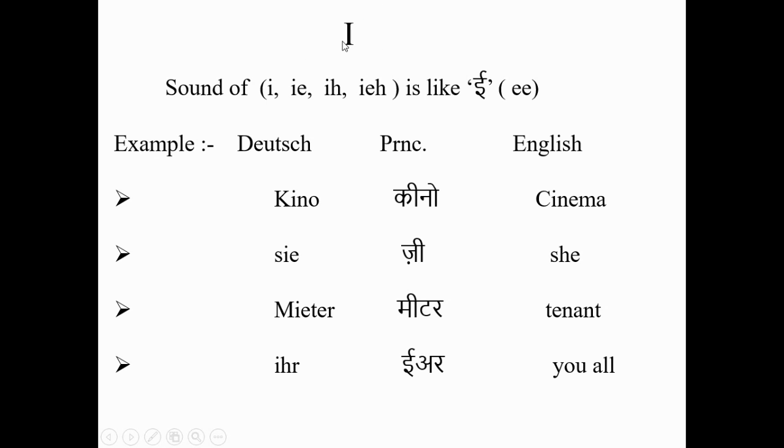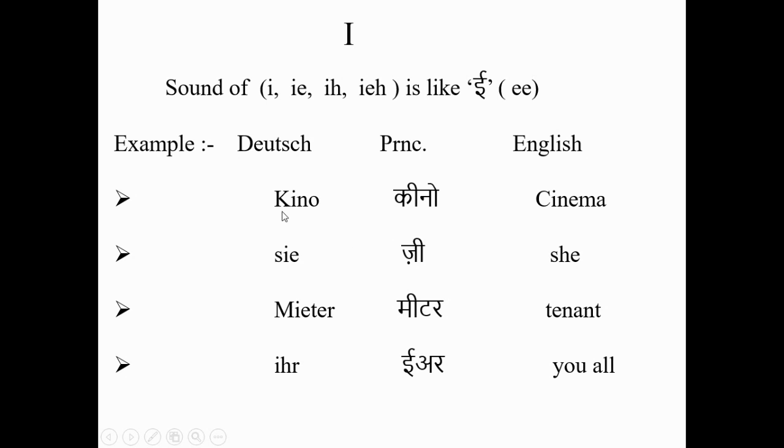Next vowel is i. In German you can say "ee". The sound of ie, ih, and ieh is like "ee". For example, Kino means cinema. Next is sie, which means she. Next is Mieter, which means tenant. Next is ihr, which means you all.